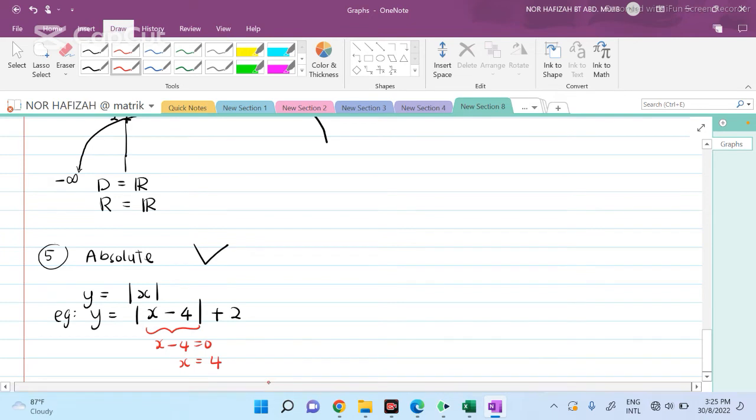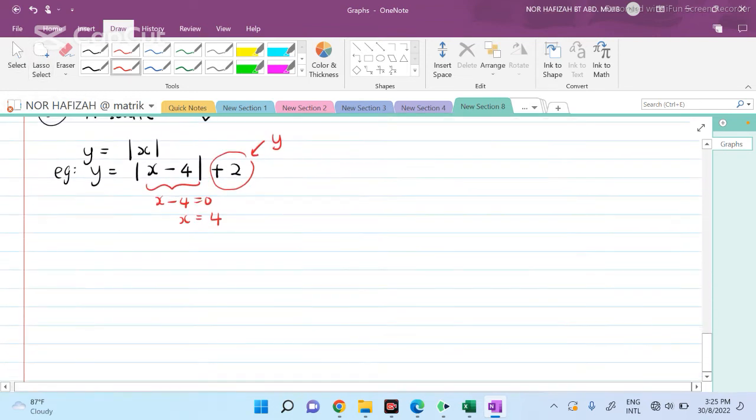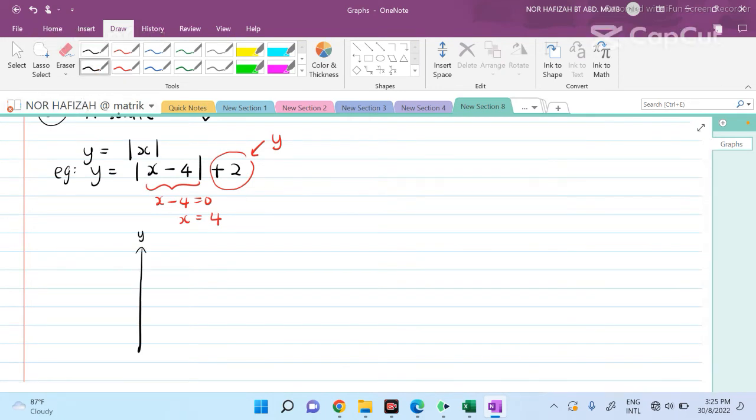Dia ambil macam tadi tu, macam kita nak cari minimum value for quadratic function. It's the same thing. So this will be the value of y. This is x. So your minimum is at 4, 2. That will be here.